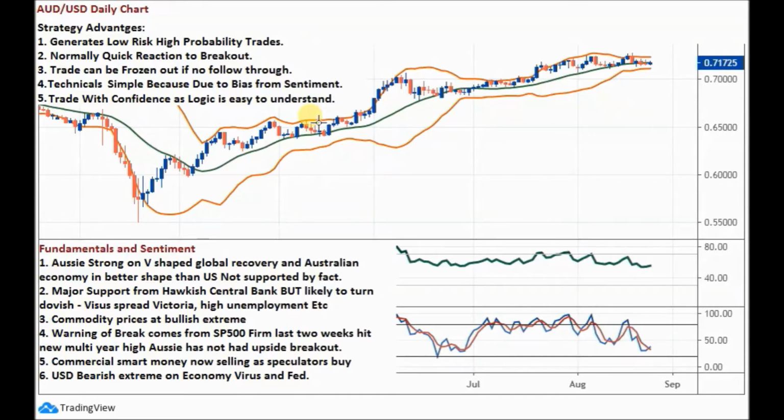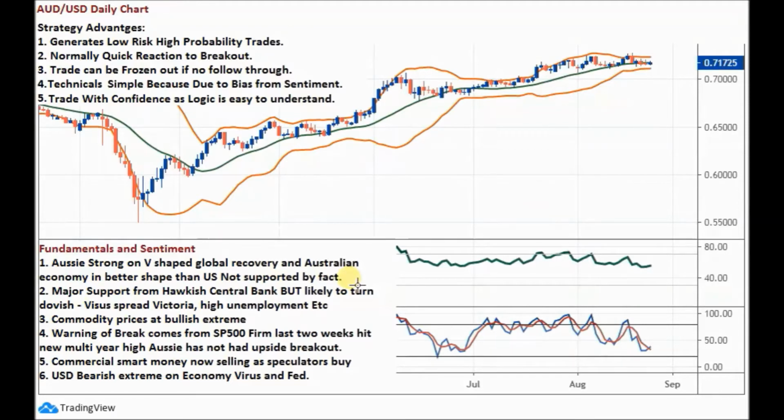Now, in terms of the AUD USD chart, before we do technicals, let's have a look at the fundamentals and sentiment. I've just done a quick few points which I want to go through very quickly. The Aussie has been strong on V-shaped global recovery expectations, which is not based on fact, in our view, or the data, and also on the view that the Australian economy is in better shape than the US. That's just simply not supported by fact. I've written extensively on this in the member center. Of course, the market is the market.